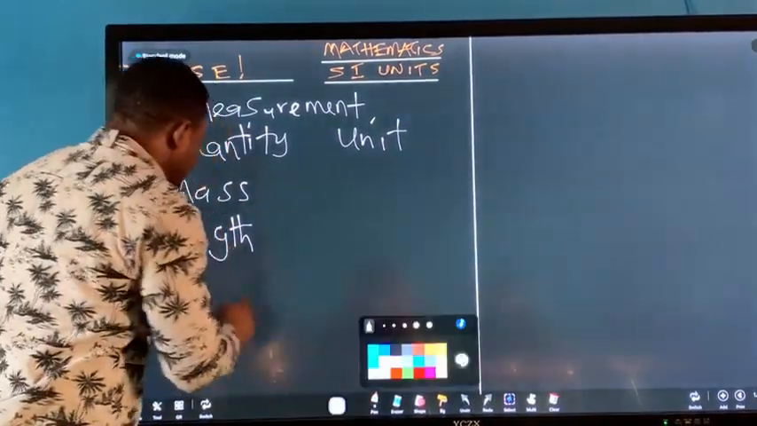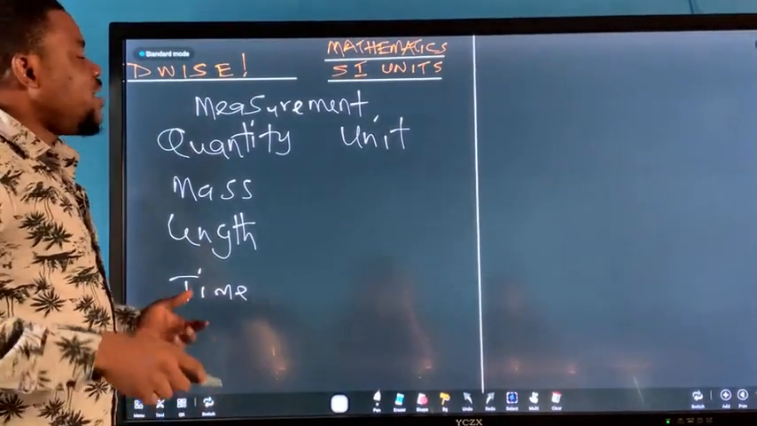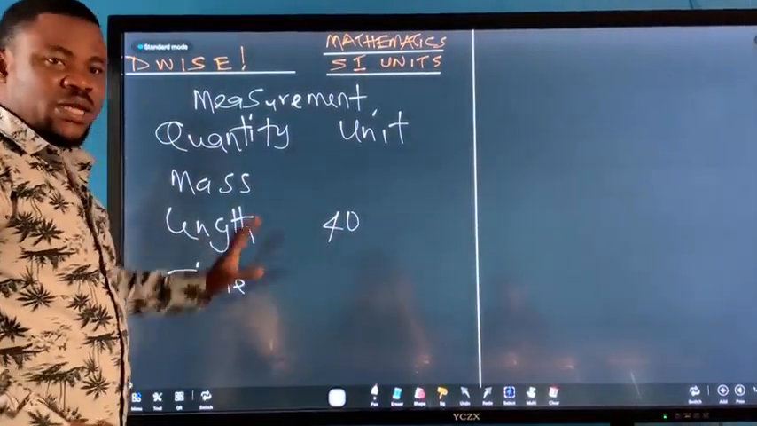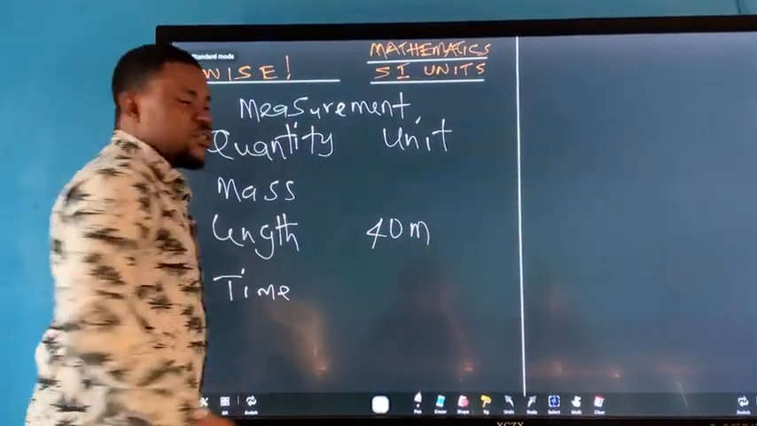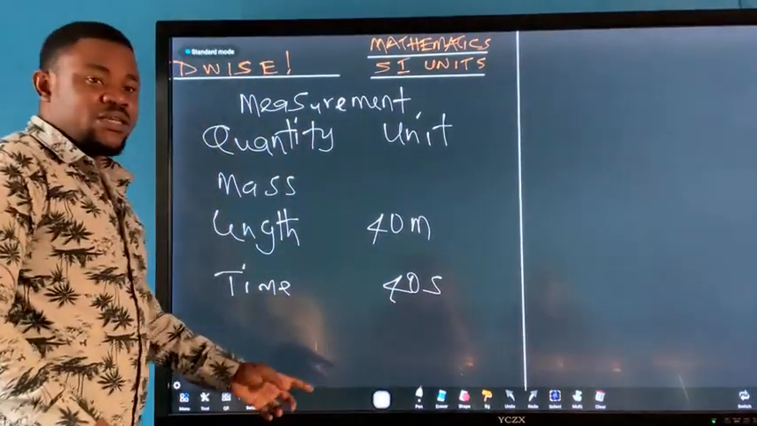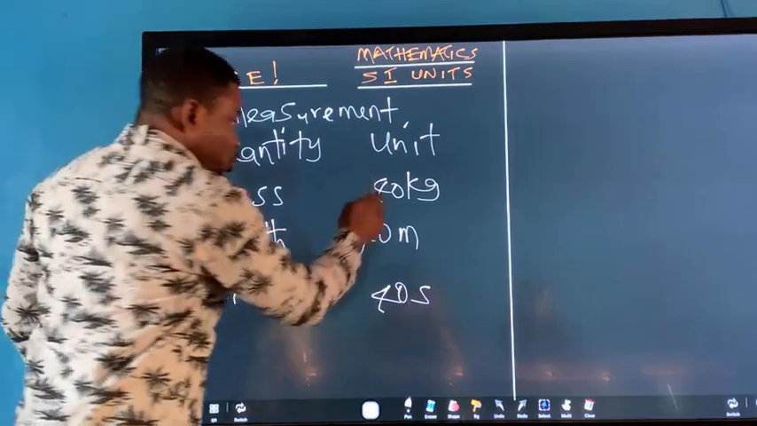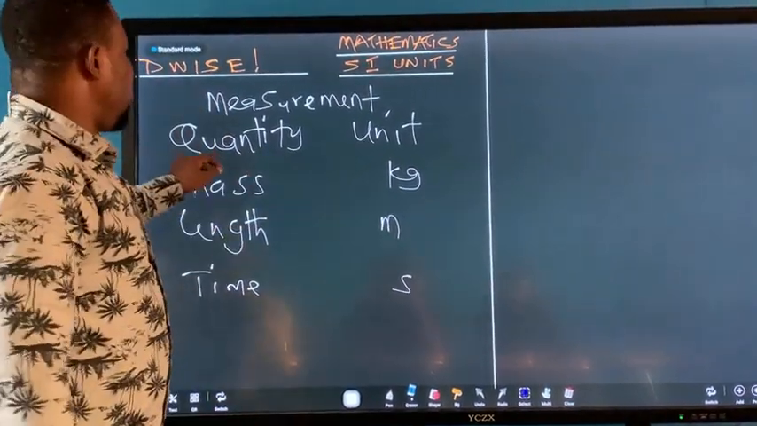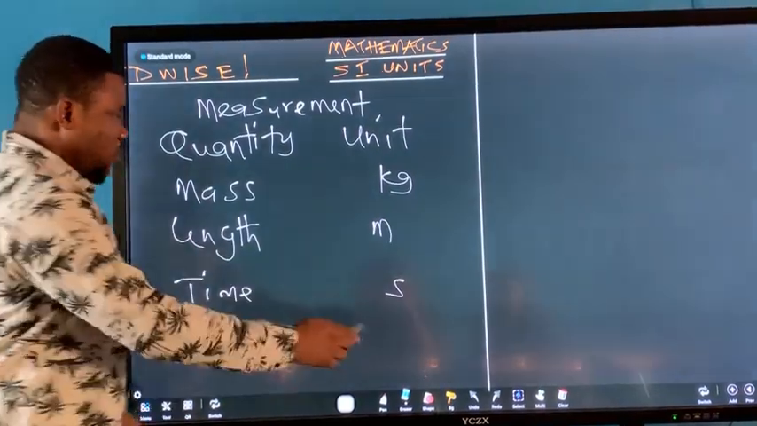Then we have time. Now, if I write something like 40, and I don't write anything attached to it, I just write 40 as magnitude, as size, you'll not be able to tell what quantity I'm talking about. However, if I write 40 meters, you know what I'm talking about. It's length. You understand? If I write 40 seconds, you know what I'm talking about. It's time. If I write 40 kilograms, you know what I'm talking about. It's mass. So the unit helps to identify the quantity. Is that okay? So the unit of mass is kilogram, the unit of length is meter, the unit of time is seconds. So I've established this.